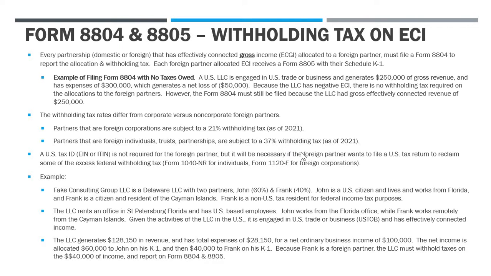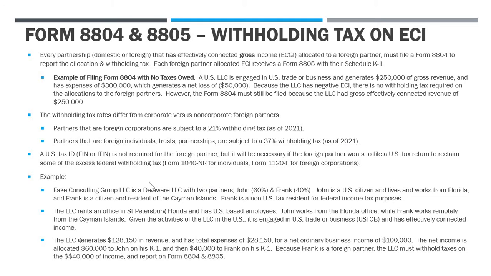Now, how do they come up with these rates? They use the top marginal tax rate for that given year. So for 2021, corporations are paying a 21% corporate rate. That's the top rate that they would pay. So that's the rate that's the withholding piece for these non-resident partners. Now, partners that are foreign individuals, they're subject to a 37% rate. And that's because 37% is the top marginal tax rate for this year.